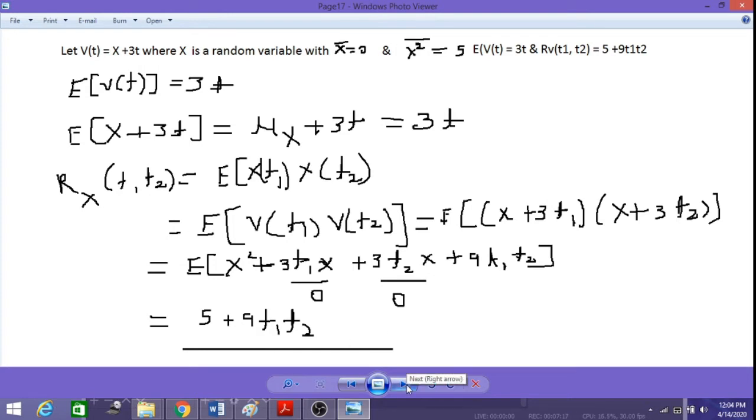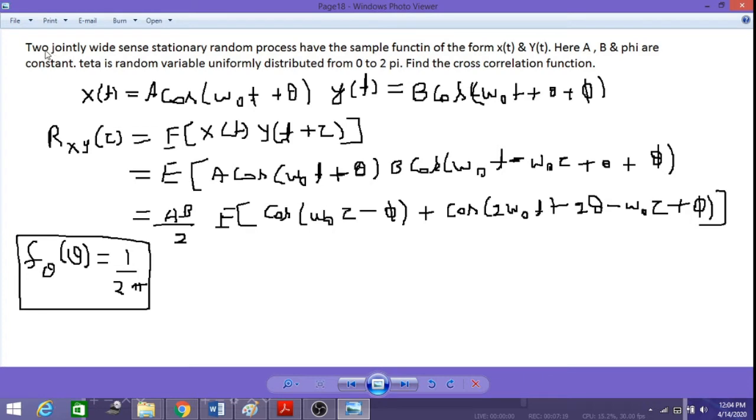Let us take one more example. Let the two jointly wide sense stationary random processes x(t) and y(t) be defined as follows. x(t) is equal to A cos(omega naught t plus theta), and y(t) is B cos(omega naught t plus theta plus phi). Here A, B and phi are constants, and theta is a random variable which is uniformly distributed from 0 to 2 pi. Then we have to find the cross correlation function.